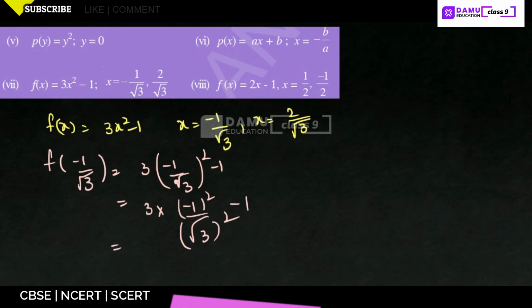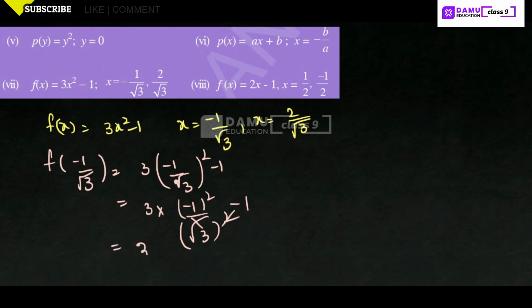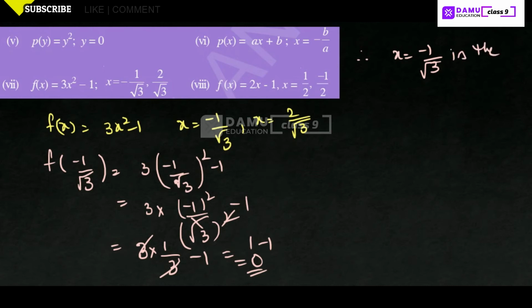So what is that? Here 3 into square and square root will cancel. Then 3 into minus 1 whole square is 1. Why? Because here 2 is even, so minus 1 will become plus 1. 3 minus 1. So 3 will cancel now. Why? Because here square root cancels. 1 minus 1 will be equal to 0. So what you can take, therefore x equals minus 1 by root 3 is the zero.